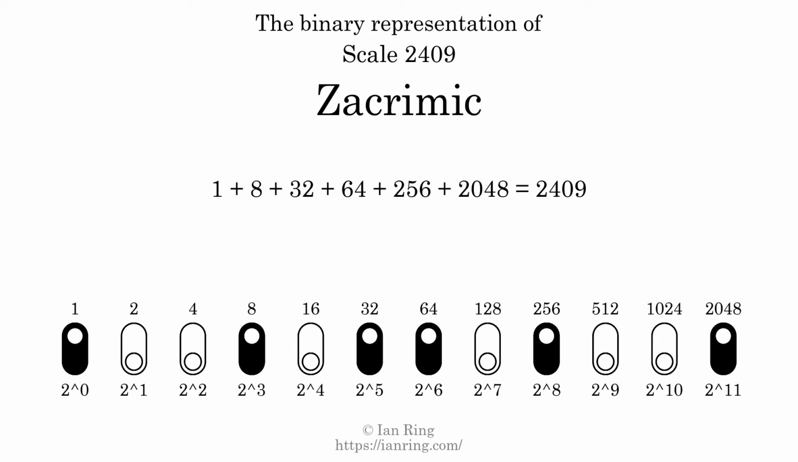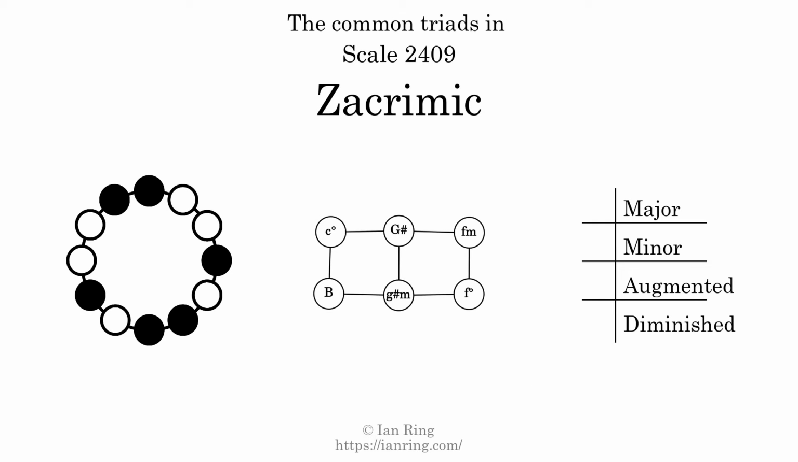The scale number not only enumerates the scale with a unique index, but it also literally describes the tonal content of the scale. Represented as a binary number in base 2, the scale number is 1001011011001. Here are the common triads present in this scale.